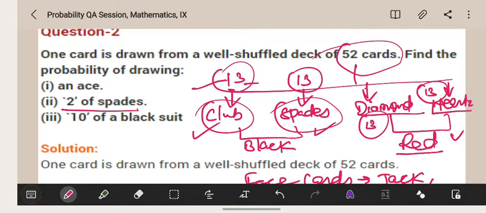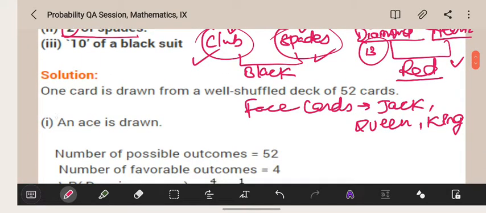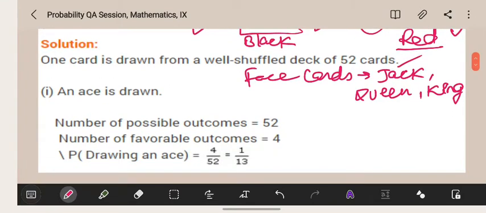So 2 of spades. How many spades are there? 13. So number 2 should come of spades. So what are the possible outcomes of getting spades? You can pause the video, try the answer by yourself, and the answer will be discussed now. One card is drawn from a well-shuffled deck of 52 cards. An ace is drawn. The number of possible outcomes is 52. The number of favorable outcomes is 4. So P of drawing an ace is 4 by 52, that is 1 by 13.